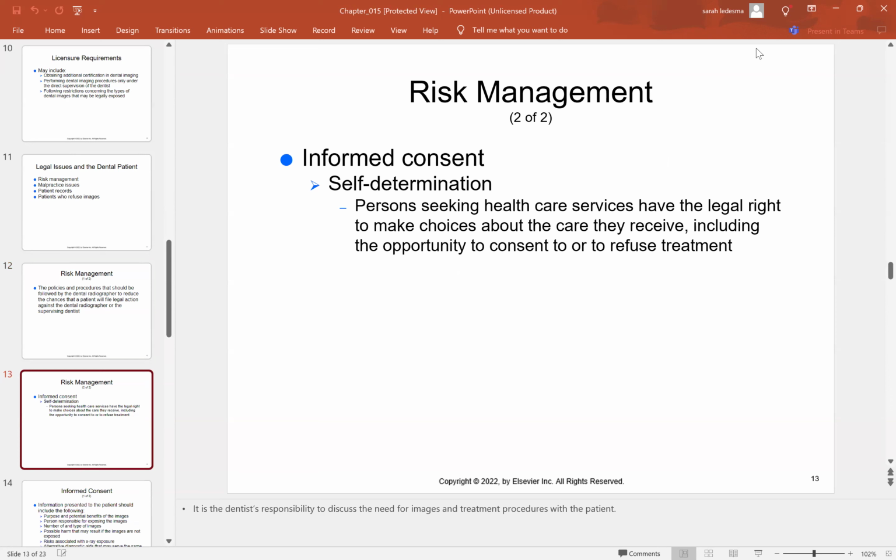Informed consent, self-determination. Persons seeking healthcare services have the legal right to make choices about the care they receive, including the opportunity to consent to or to refuse treatment.